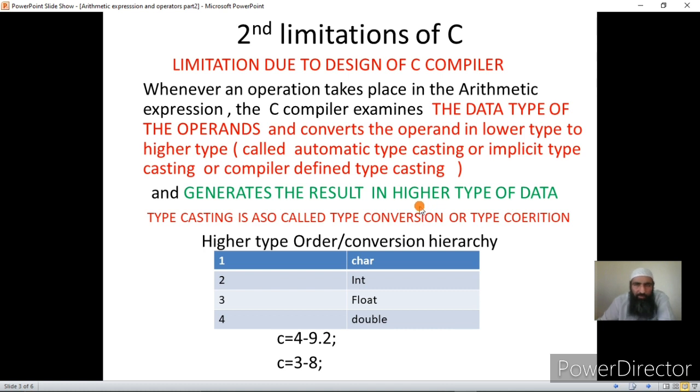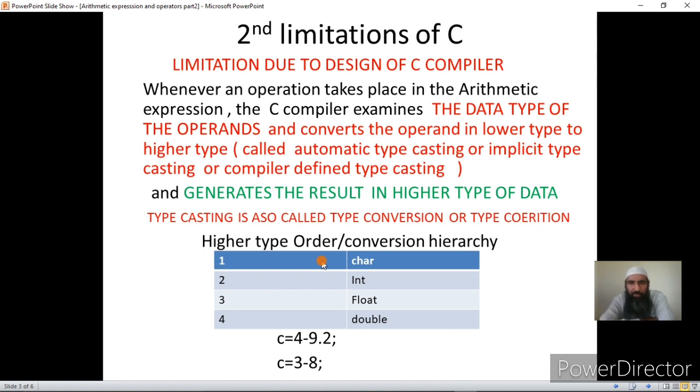What happens in this automatic typecasting? Whenever the operation is being performed, the compiler examines the data type of the operands, and it will convert the operand which is in lower type to the higher data type. Once it does the conversion, it will perform the operation, and after performing the operation the result will be in the higher type. Okay, is this clear?